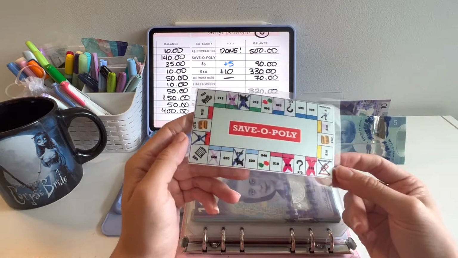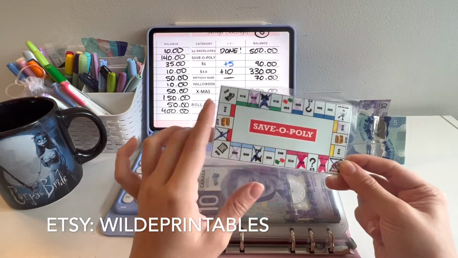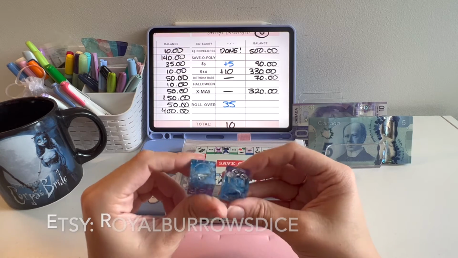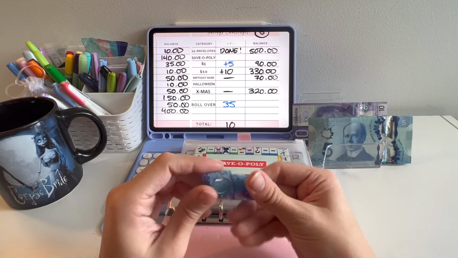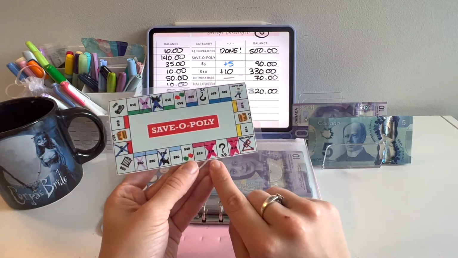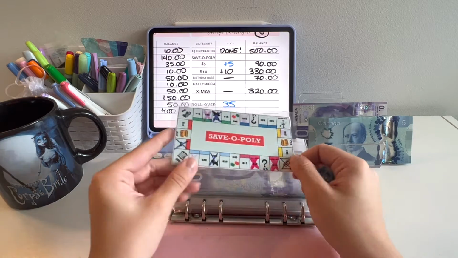The Saveopoly challenge here is from Wild Printables on Etsy. I had to print it out and laminate it myself, but that is totally okay. And here are some little dice from Royal Burroughs Dice on Etsy that are also mushroom themed, which I'm absolutely obsessed with. So we are going to roll the dice. We last left off here, and wherever I land is how much money I'm going to stuff.